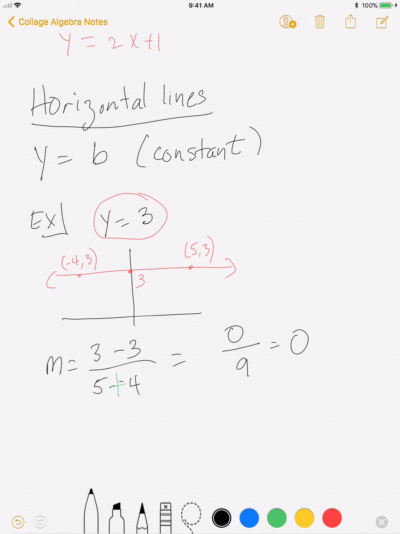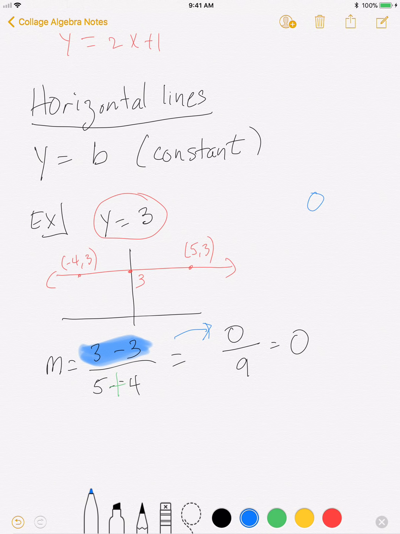And because they always have a slope of 0, well, the reason is because the y values are the same in the numerator. When I subtract them, my answer will always be 0. And thus the fraction with 0 in the numerator will always be 0.